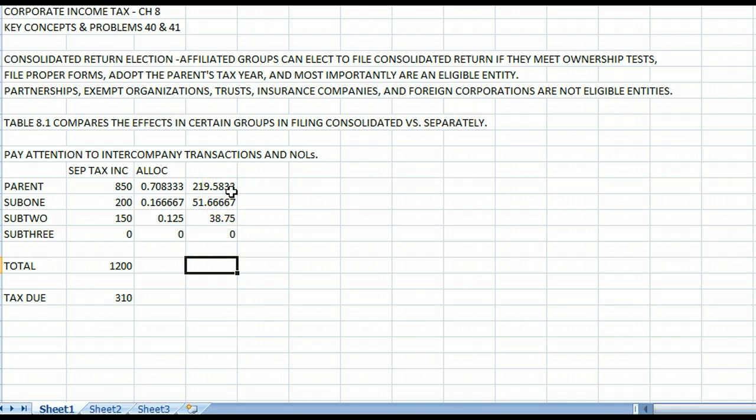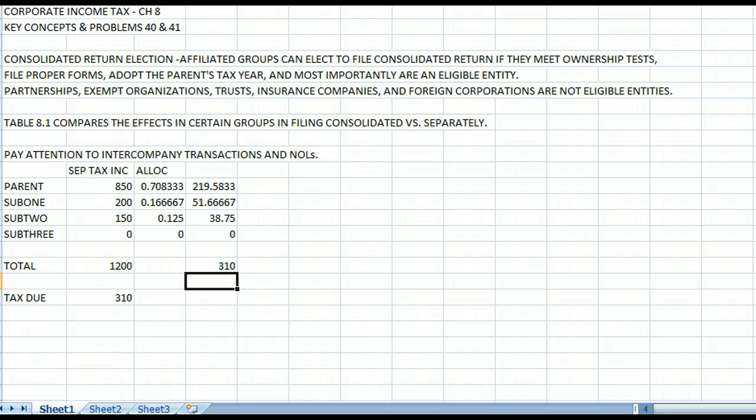When we do that, we will see that this parent is going to pay $219.58. Sub 1 will owe $51 of the tax liability, $38 for sub 2. You want to total it up one more time to make sure, so we're going to go here and hit auto sum, total it up, and it's $310.